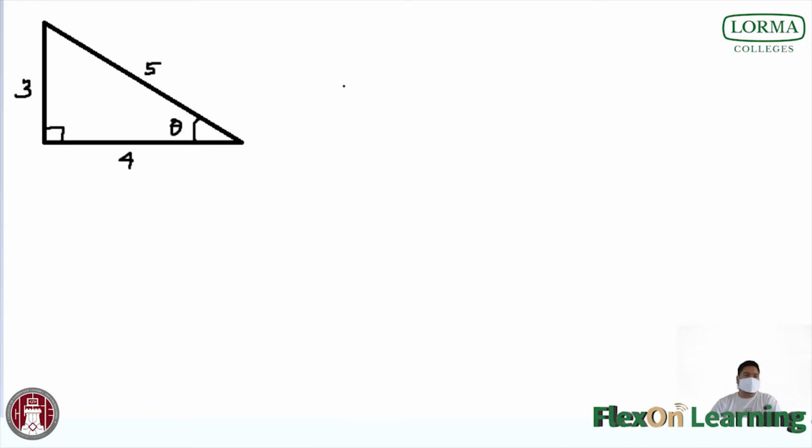Okay, so let us identify first the parts of our triangle with respect to your angle. First, the name of the 2 legs. The legs here will be the 3 and the 4. One of them would be opposite the angle, so let's call that opposite. And one of them is adjacent to the angle, so that's adjacent. And of course, our longest side is always called hypotenuse.